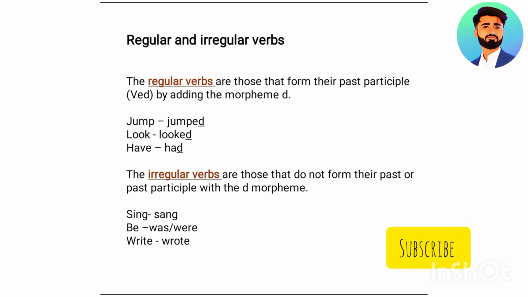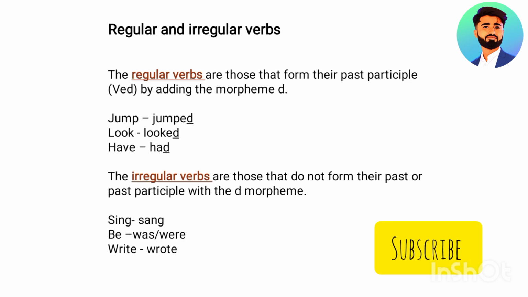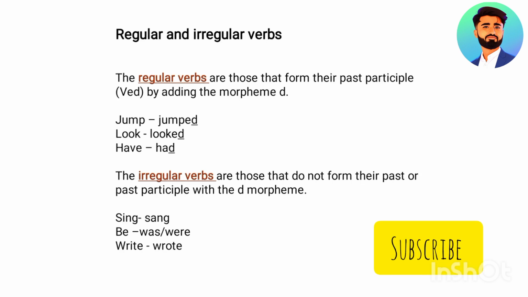And another topic is irregular verbs. The irregular verbs are those that do not form their past or past participle with the d morpheme. It means we have not added d or ed at the end; they take another shape. For example, we have base verbs sing, be, write, but we do not write their same or exact form, because we changed their second and third forms into other words. For example, the first form of the verb be is be, but the second form is was or were and the third form is been.